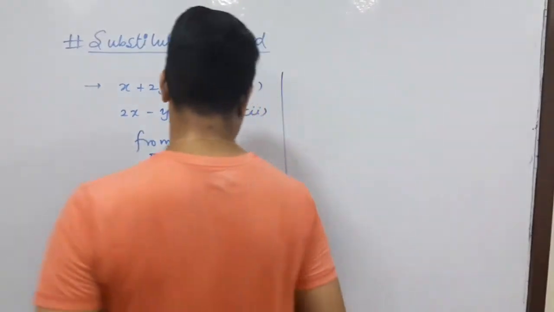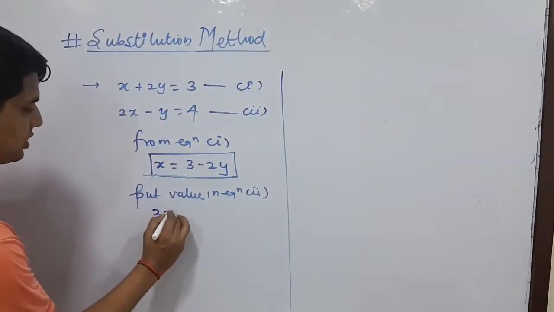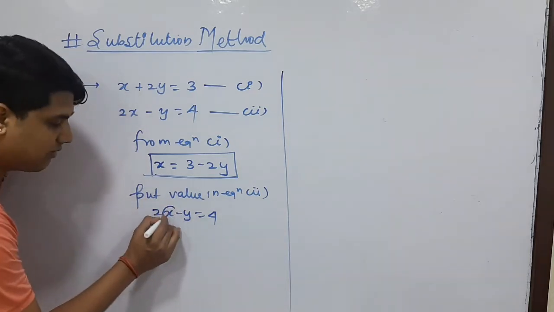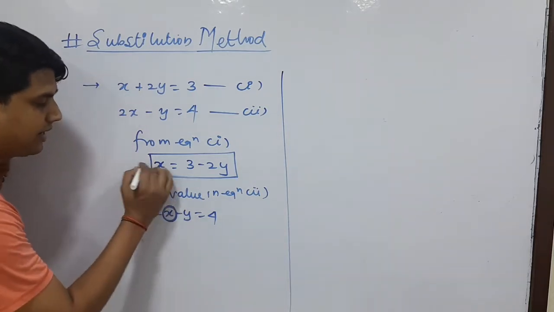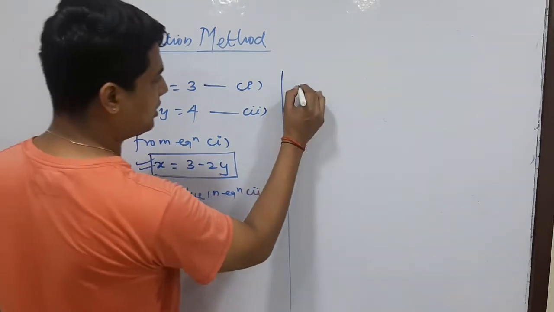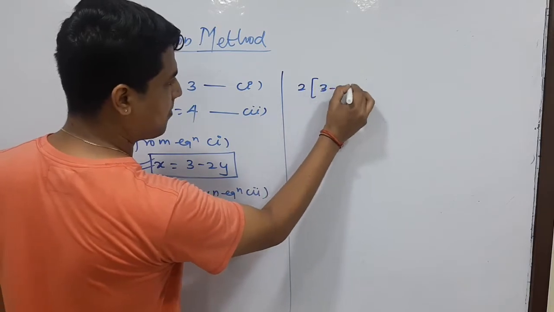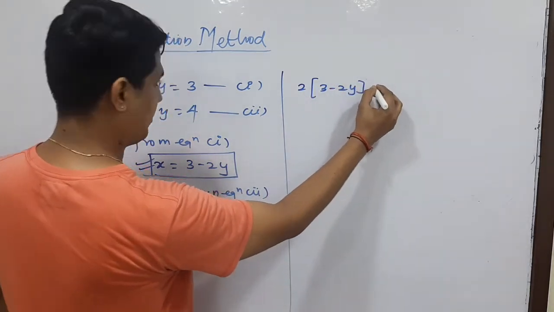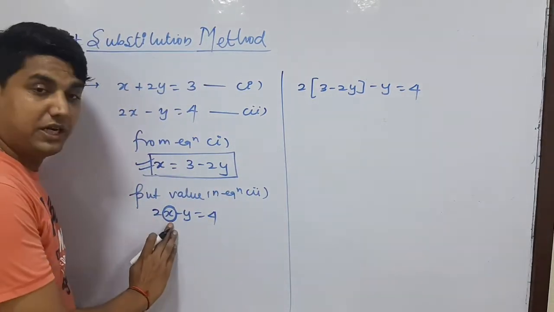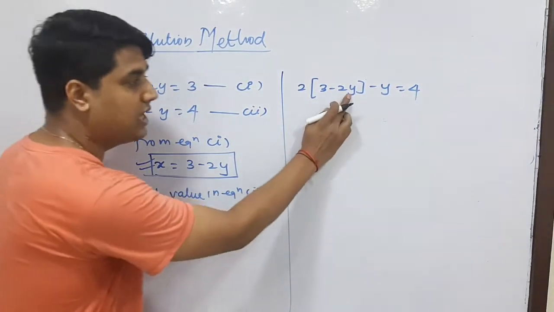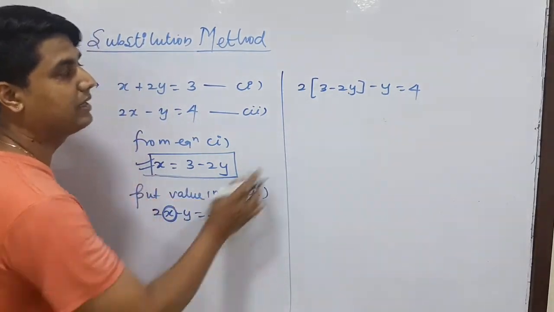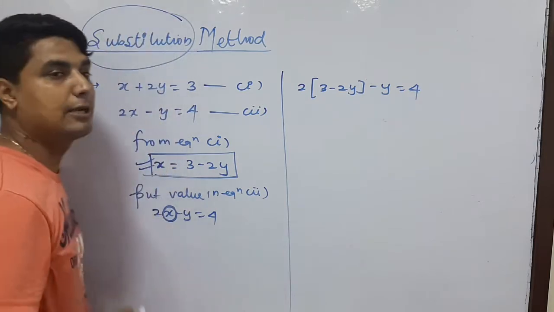Now let's see equation 2. Equation 2 is 2x minus y is equal to 4. In place of this x, we are going to put 3 minus 2y. So it becomes 2 into (3 minus 2y) minus y is equal to 4. This replacement of x with the value in terms of y is known as substitution.